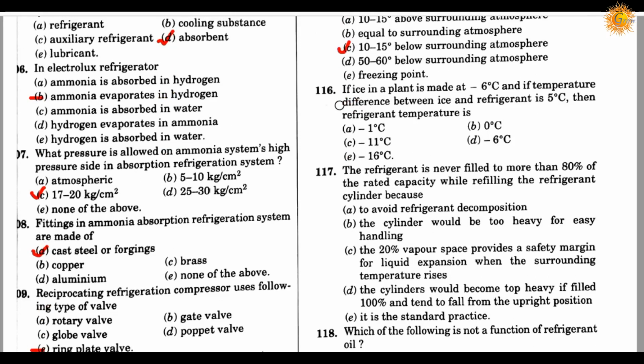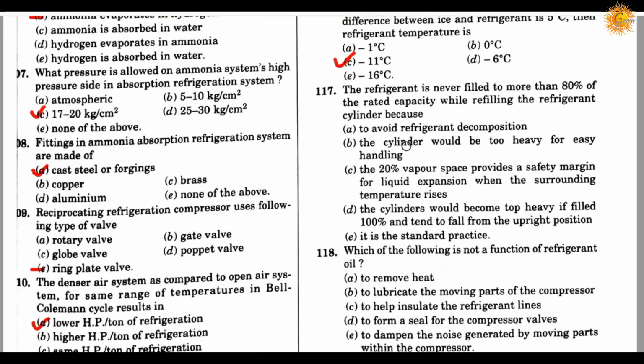Question 116. If ice in a plant is made at minus 6 degrees centigrade and if the temperature difference between ice and refrigerant is 5 degrees centigrade, then the refrigerant temperature is: option A, minus 1 degree centigrade; option B, 0 degree centigrade; option C, minus 11 degrees centigrade; option D, minus 6 degrees centigrade; option E, minus 16 degrees centigrade. So the correct answer is C. It will be minus 11 degrees centigrade.